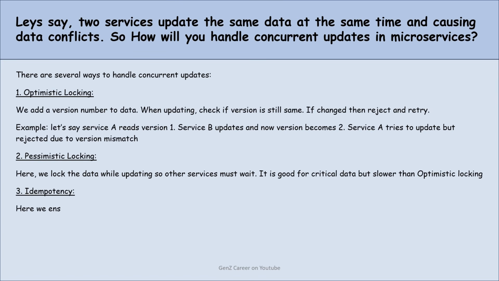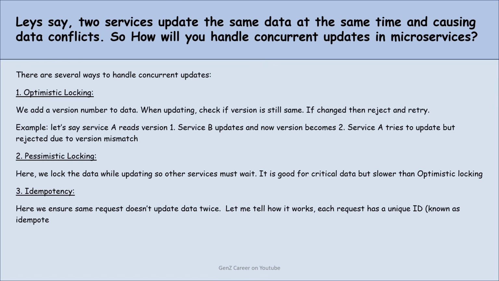Okay. Third is idempotency. Here we ensure the same request doesn't update data twice. Let me tell you how it works. Each request has a unique ID known as an idempotency key. The system stores it, and if the same ID comes again, then it ignores it or returns the old response. Are you getting my point?